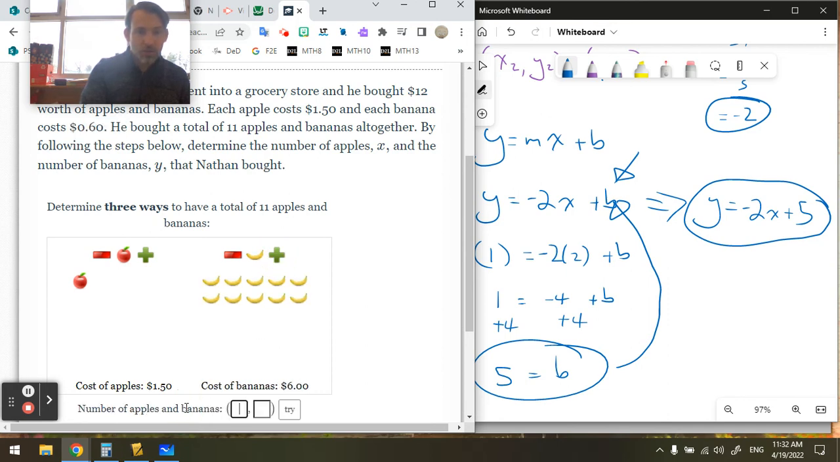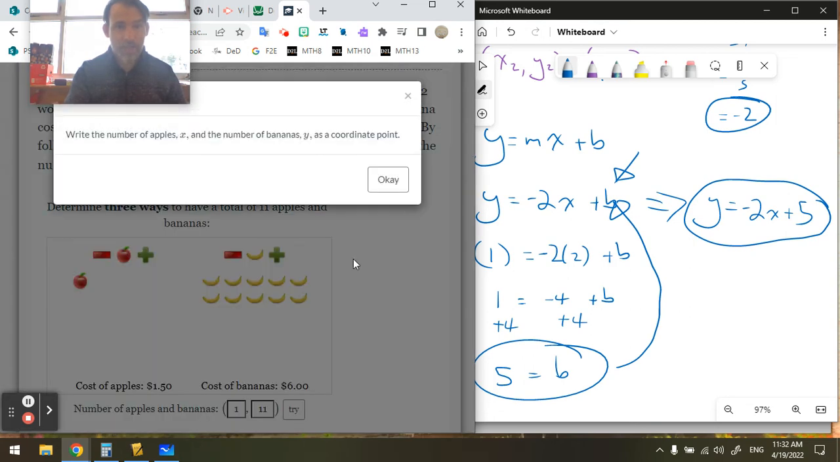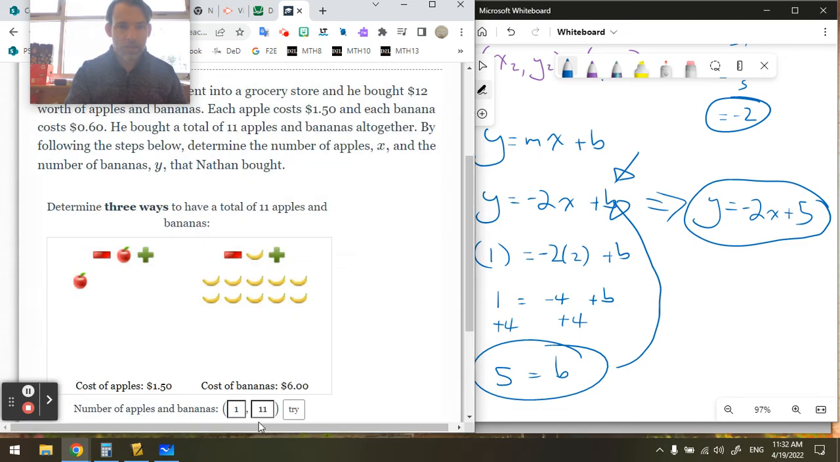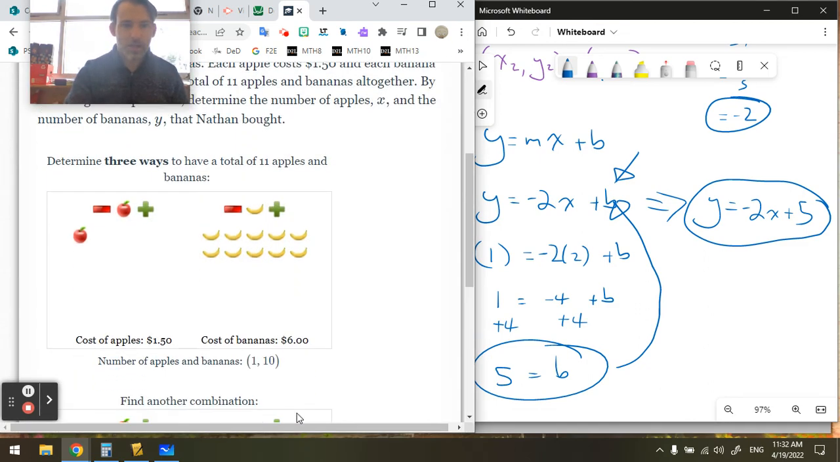There we go. Try it. It says 1 apple and 11 bananas. Here the X is the number of apples and Y is the number of bananas. So we try that. That indeed, it's 1 apple and 10 bananas. There, try that. Yeah, that's right.